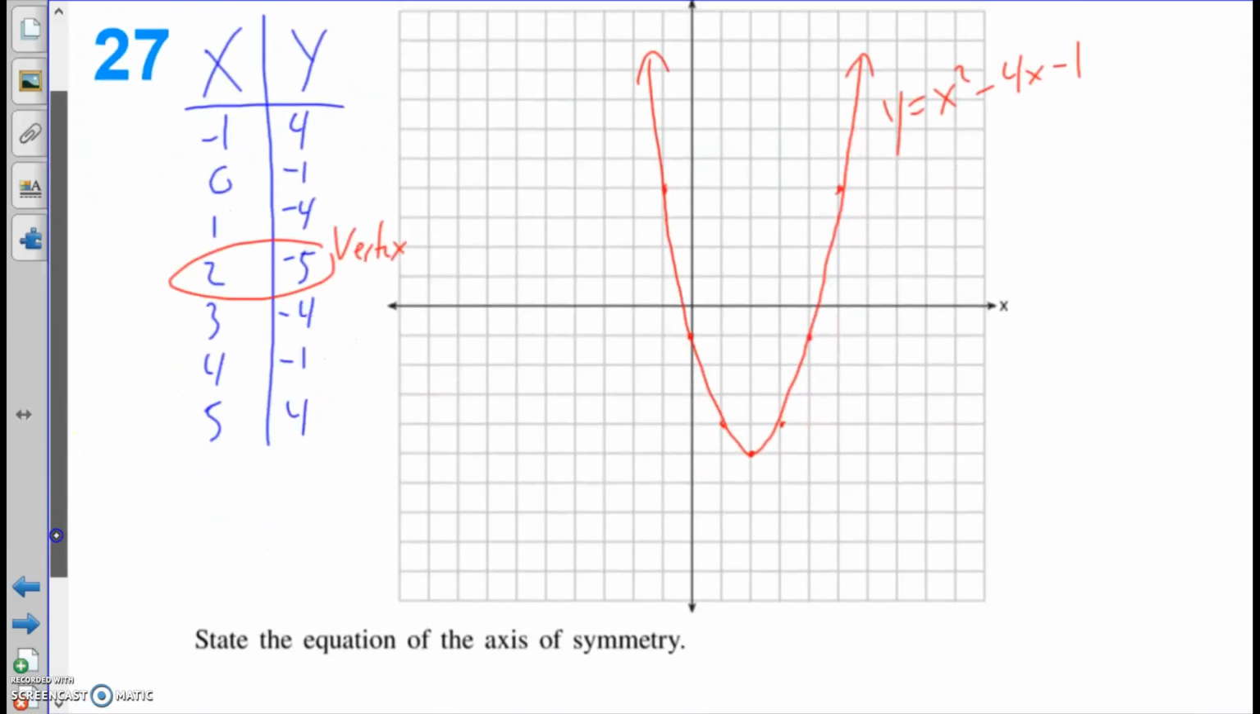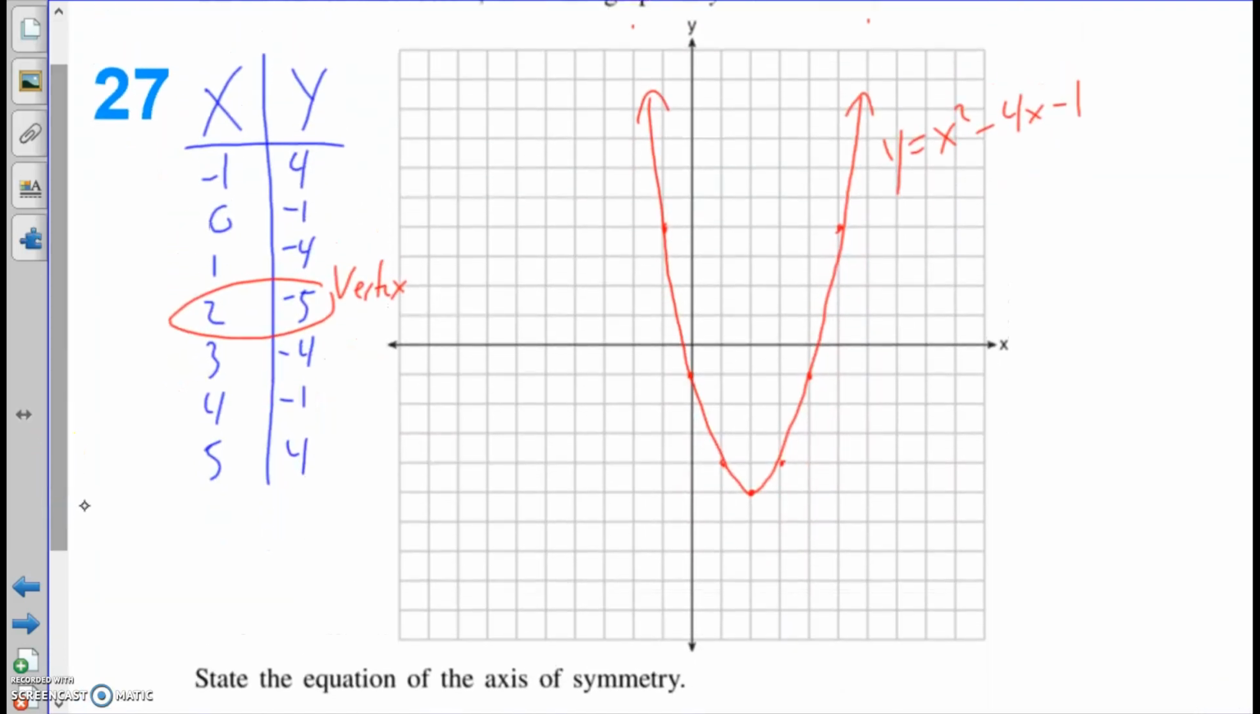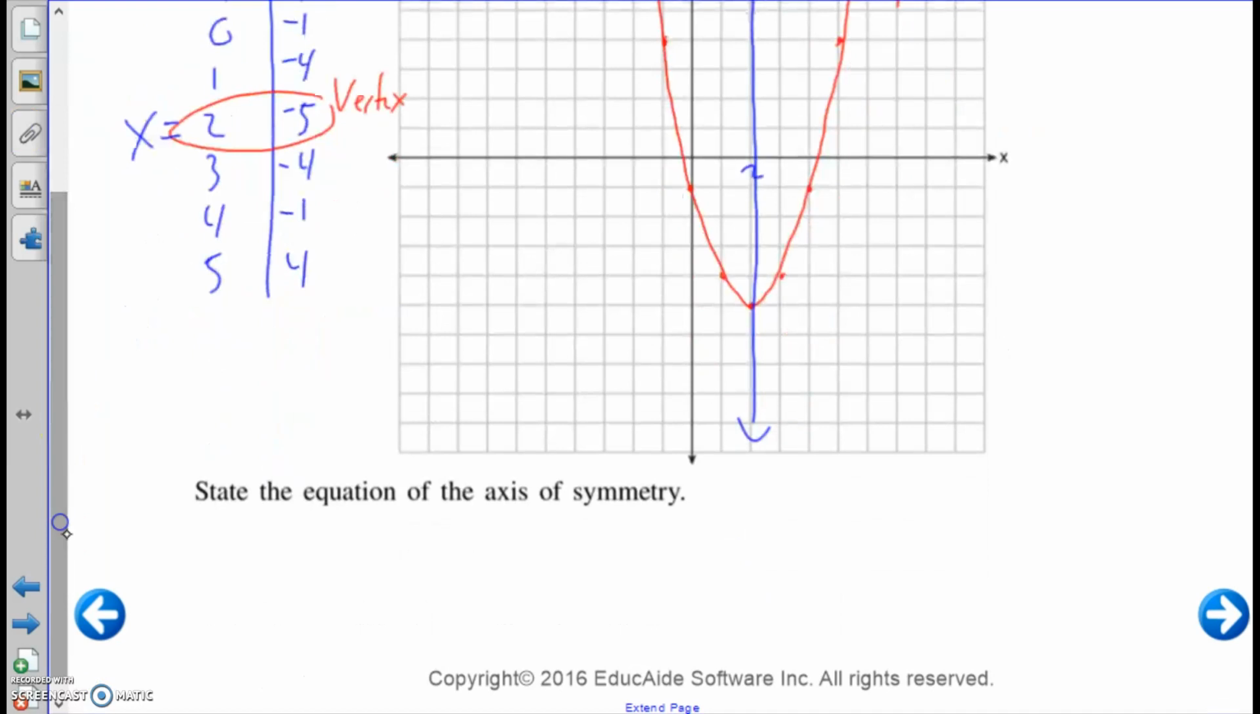And then what is the axis of symmetry? Well, the axis of symmetry is the line that cuts this thing right down the middle. And the axis of symmetry is a vertical line. And vertical lines always start with x equals, and in this case, it's x equals 2. And it always works out that it's x equals the x value of the vertex. So the answer here is x equals 2. And I think that's enough.